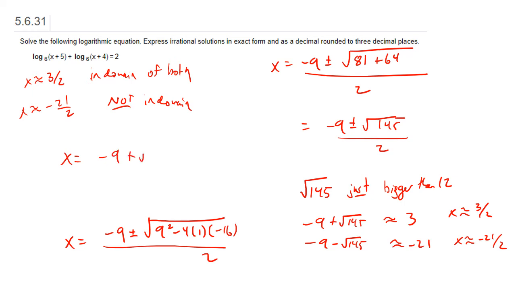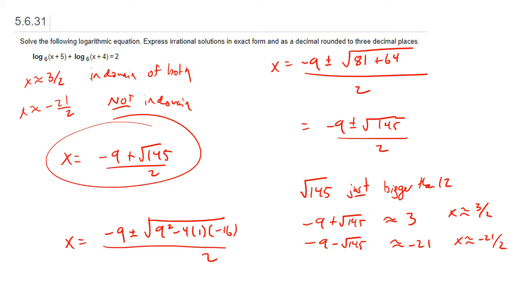Negative 9 plus the square root of 145, all over 2. Again, we are specifically instructed to round this off and give a decimal approximation, so I'll go ahead and do that. Negative 9 plus the square root of 145, all divided by 2. I thought this would be approximately equal to 3/2. Having plugged it into a calculator, it's approximately equal to 1.52, which is pretty close to 3 over 2, or 1.5.